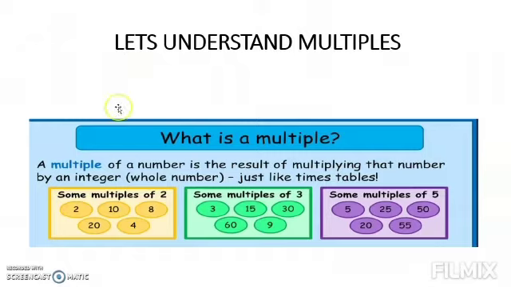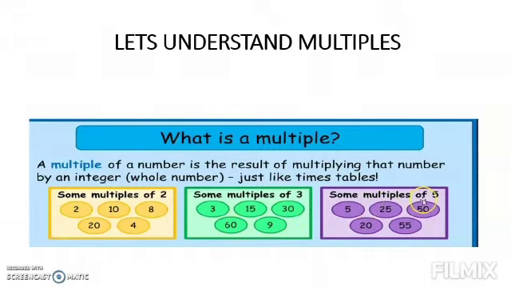What are multiples? A multiple is a number that is the result of multiplying that number by any integer, just like the times table. You know the table of 2? 2 ones are 2, 2 twos are 4. So the numbers 2, 4, 6, 8, 10, 20 are all multiples of 2. Similarly, in the table of 3, we get these answers. So these are called the multiples of 3: 3, 6, 9, 12, 15 and so on.